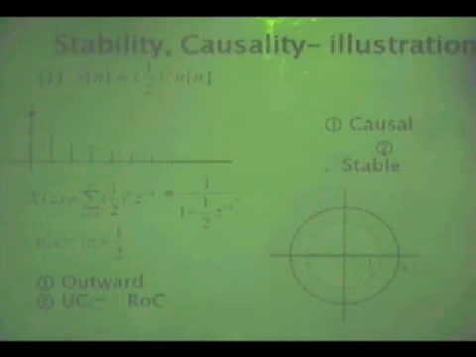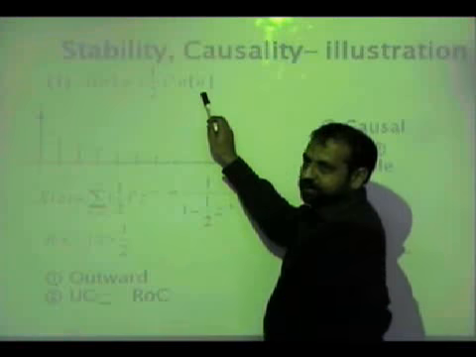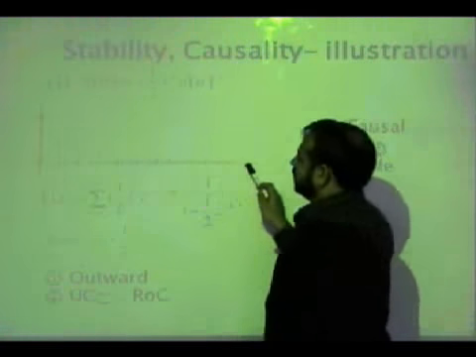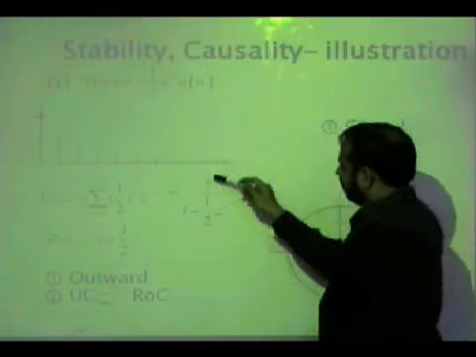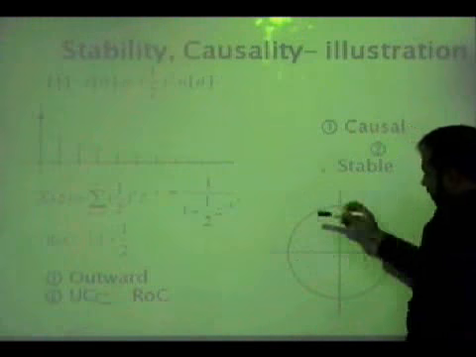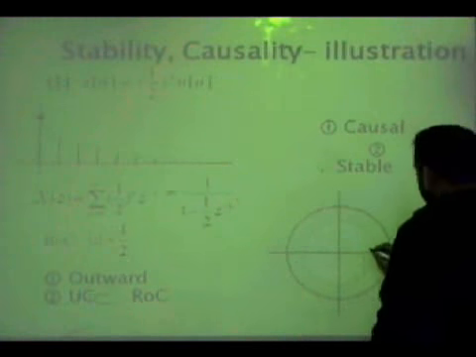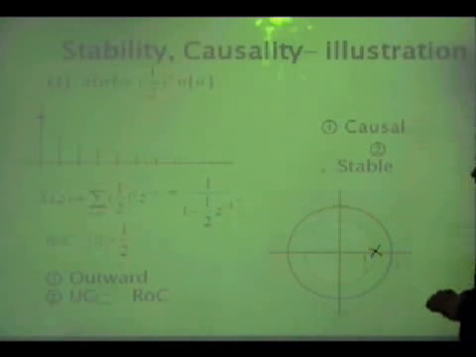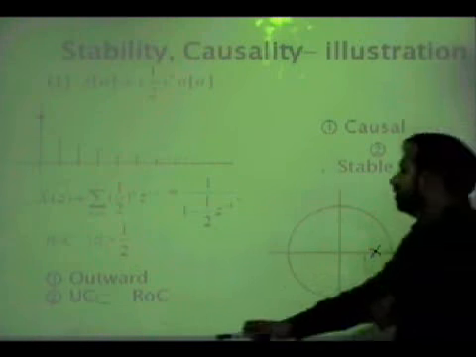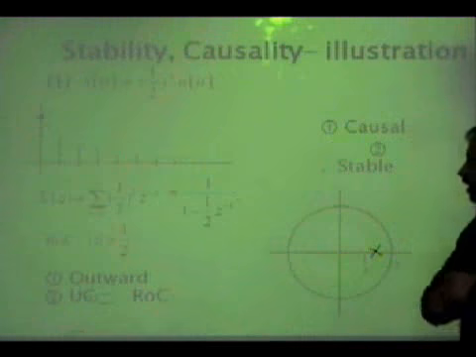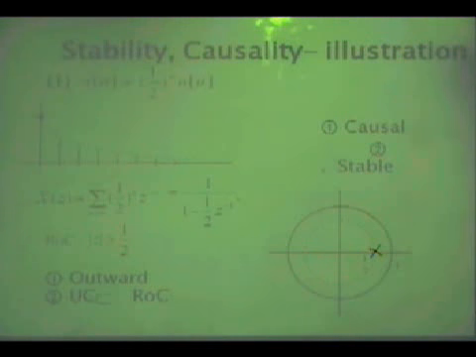Now these are a few examples which help you understand stability and causality. If the system is half to the power n u of n, this is a decaying exponential. If you compute its z transform, it is 1 over 1 minus half z inverse. This is the pole at half. The pole is inside the unit circle, so its region of convergence contains the unit circle, so it is stable, and it is outward, so causal and stable.